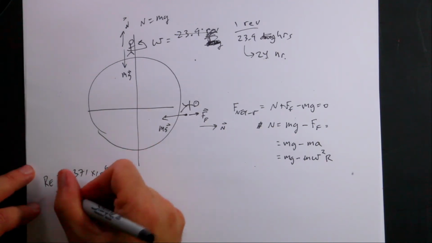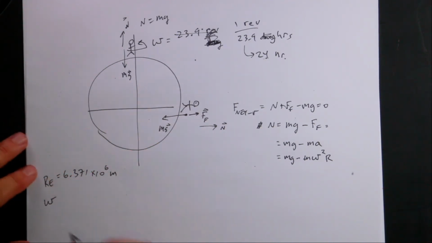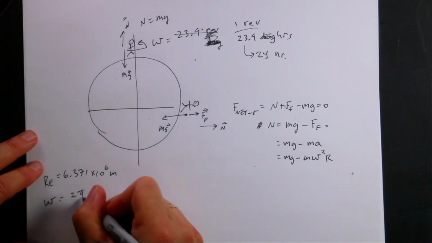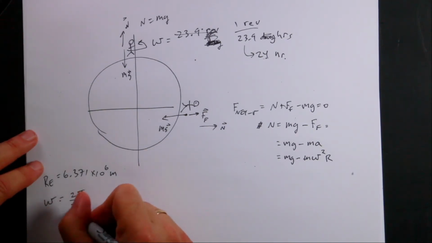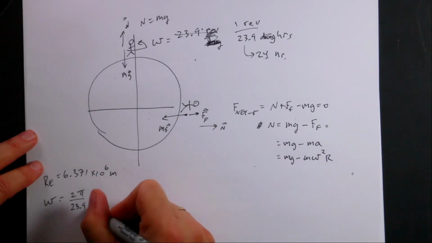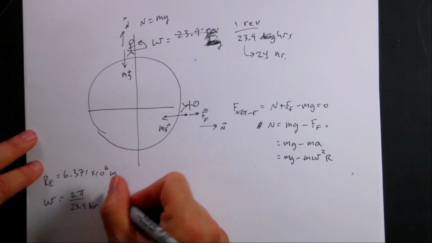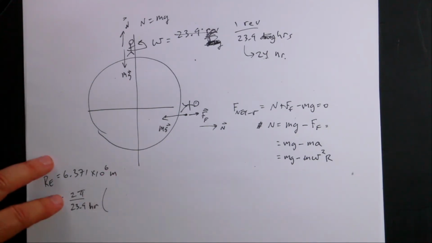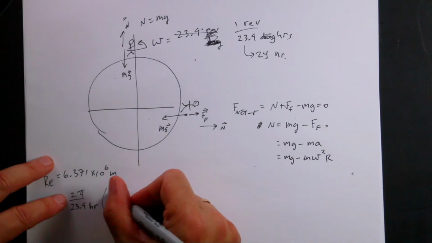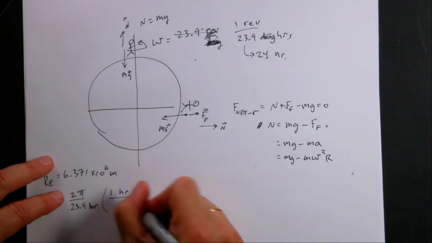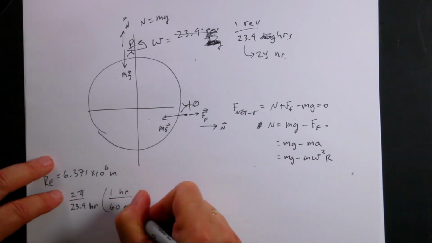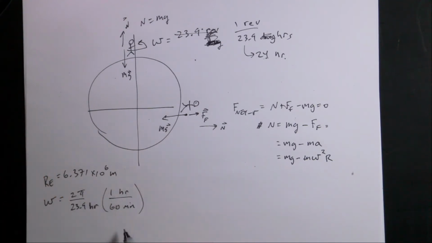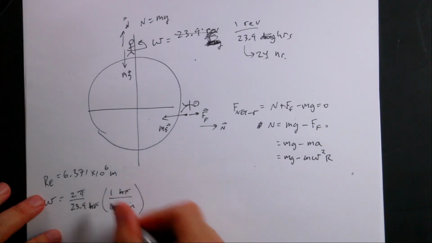And then omega is going to be equal to 2 pi, that's 1 revolution, in 23.9 hours. And I want to get that in radians per second. So I'm going to multiply, because g is in meters per second squared, by 1 hour over 60 minutes. 1 hour is 60 minutes, so when I multiply by that fraction, I don't change the value. So it's okay, you can do this. But the hour units cancel and I get radians per minute.